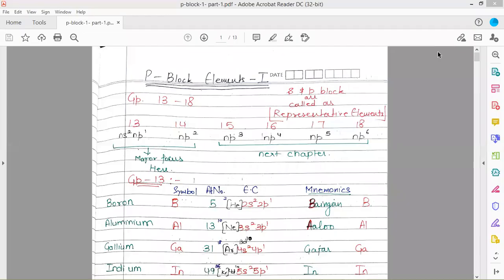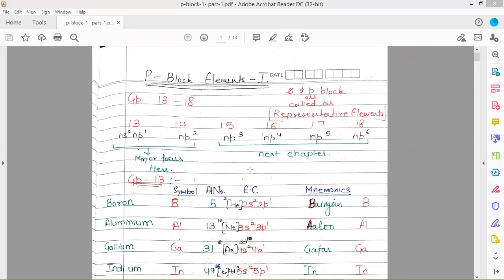So with this video, we are starting with our third unit, that is P block elements, part 1. In part 1 of the P block elements, we'll be discussing group 13 and group 14 elements. Group 13 elements are the boron family and group 14 elements are the carbon family. We'll be starting with group 13 elements.